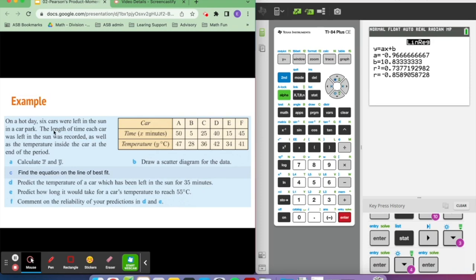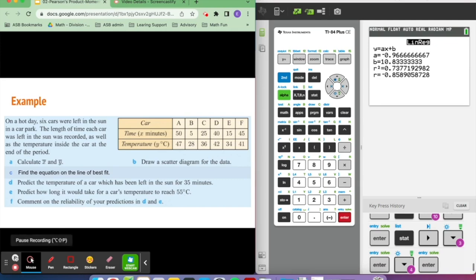So our first example: on a hot day, 6 cars were left in the sun in the car park. The length of time each car was left in the sun was recorded, as well as the temperature inside the car at the end of this period. Calculate the x bar, so the mean of x and the mean of y. Draw the scatter diagram, find the equation of the line of best fit, predict the temperature of the car which has been left in the sun for 35, predict how long it will take for the car to reach 55, and comment on the reliability of our predictions.